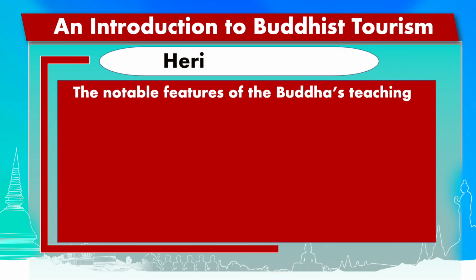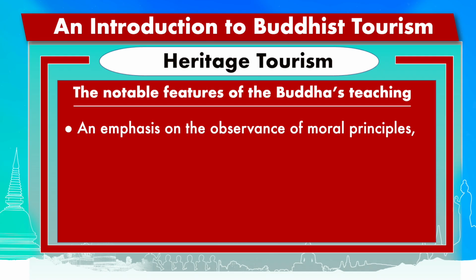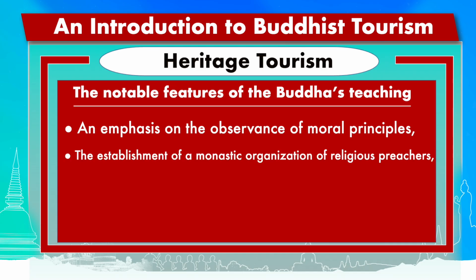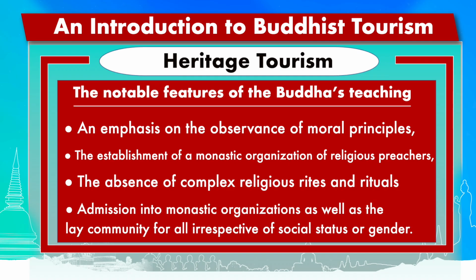The principles of Dhamma taught by the Buddha attracted people owing to its non-complexity and ethical nature. The notable features of the Buddha's teaching predominantly include an emphasis on the observance of moral principles, the establishment of a monastic organization of religious preachers, the absence of complex religious rites and rituals, and admission into the monastic organization as well as the lay community for all, irrespective of social status or gender.